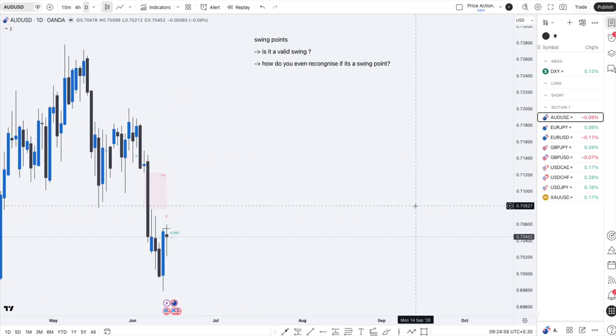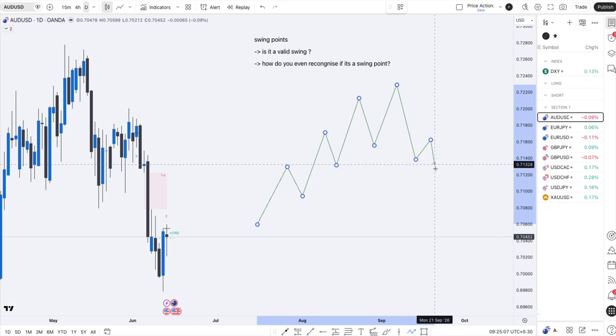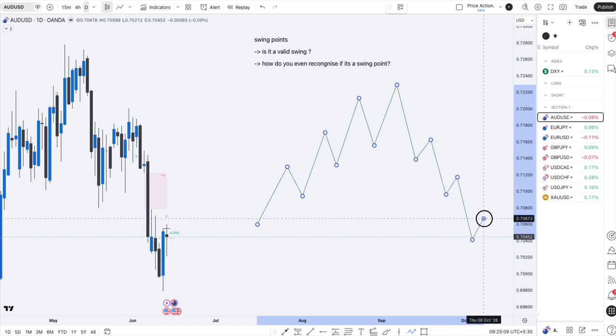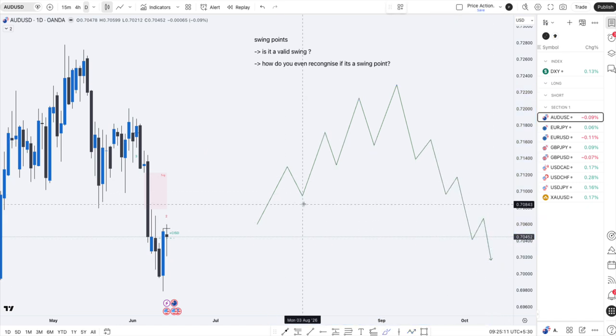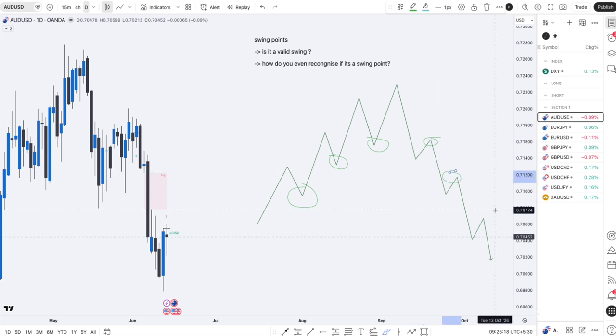So, a swing point is basically price making higher lows. These are swings. And here, lower highs, these are swings. So now the question is, which one of these are valid swings?